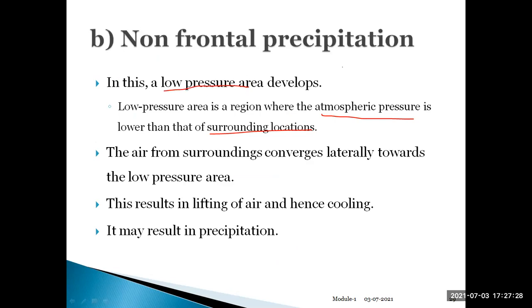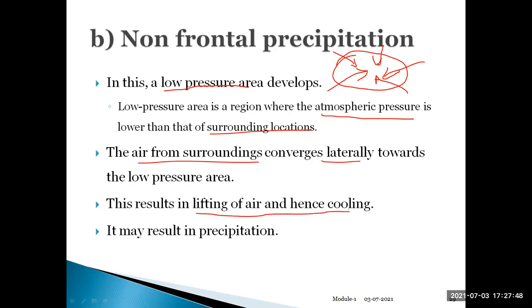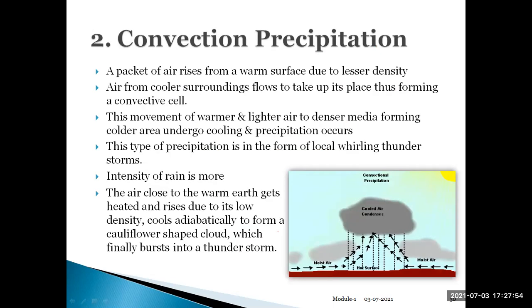So first, what is going to happen? First, a low pressure area is going to develop, and the air from the surrounding converges laterally towards this low pressure area. All the air masses from the surrounding will move towards this low pressure area, and that will result in the lifting of air, and hence it will cool, and then the precipitation occurs. That is called the non-frontal precipitation.